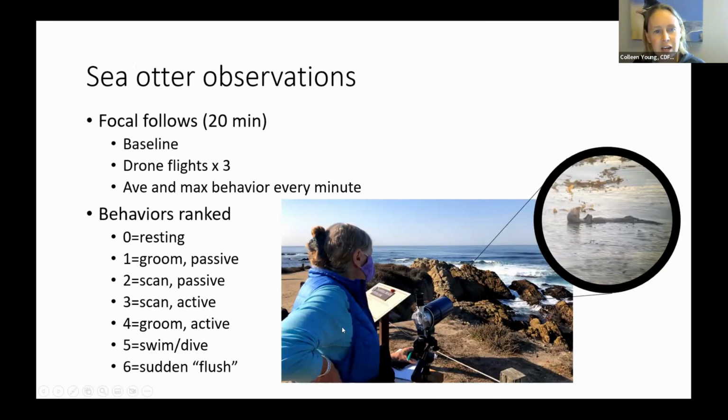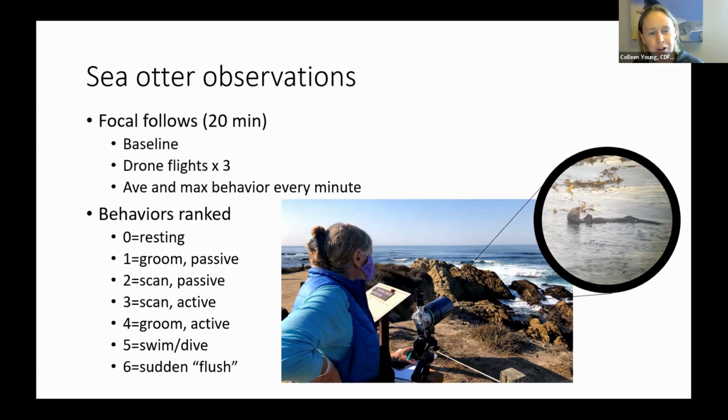To collect our data, we conducted focal follows on sea otters, and we started with a baseline observation for 20 minutes where we're collecting behavioral data with no drones present. Then we subsequently did 3 drone flights over that same focal otter. For every minute during those focal follows, we recorded the average and the maximum behavior.